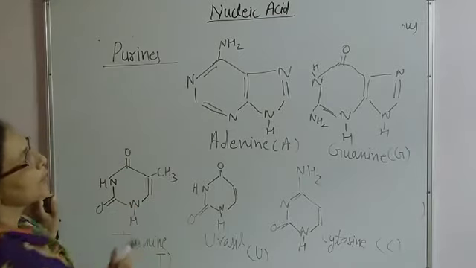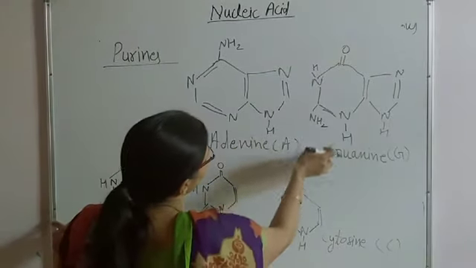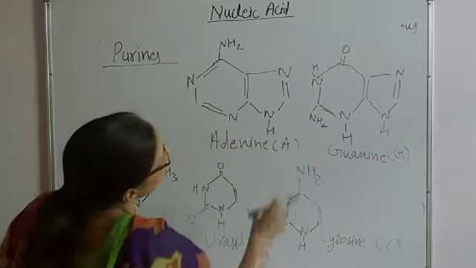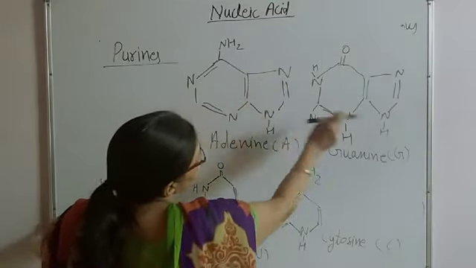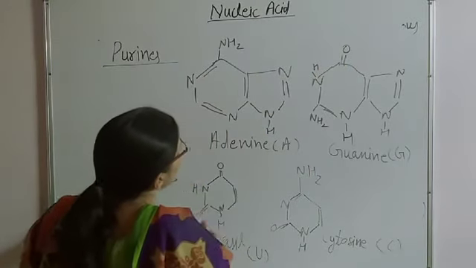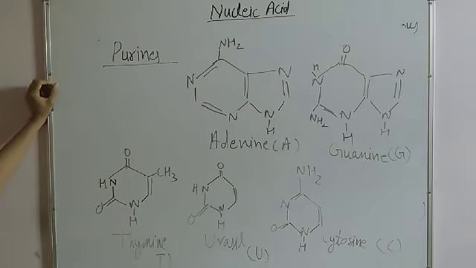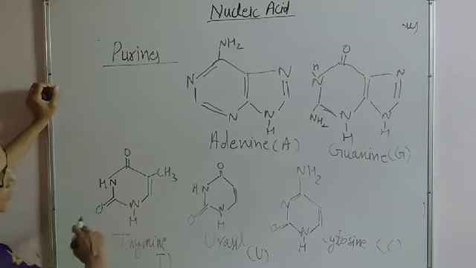These are typical heterocyclic compounds with a slight difference in the two structures. The position of the NH2 group is different, and the rest of the structure is similar in both. Instead of NH2, one carbonyl group is present in one, and the NH2 group is present in the other, for adenine and guanine. Then these are the pyrimidine bases. These three are pyrimidine bases.